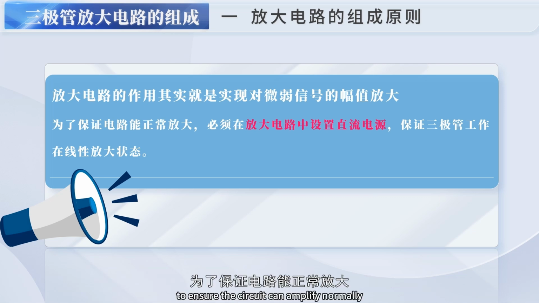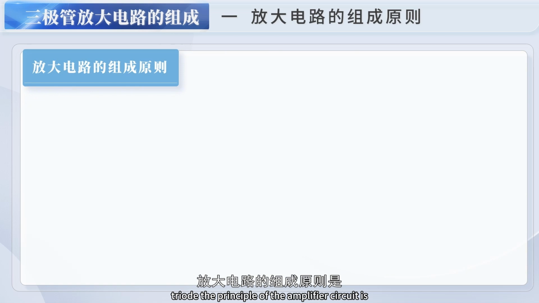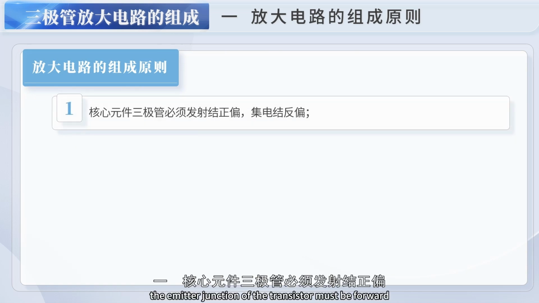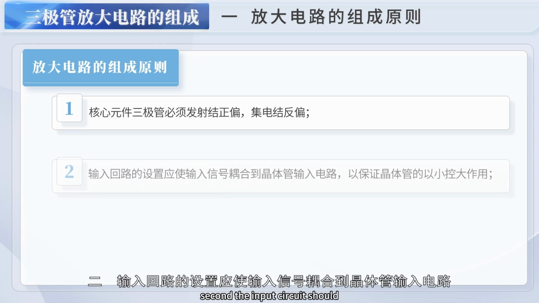To ensure the circuit can amplify normally, a DC power supply must be set in the amplifier circuit, ensuring the triode works in linear amplification. The principle of the amplifier circuit is: first, the emitter junction of the transistor must be forward biased and the collector junction reverse biased.